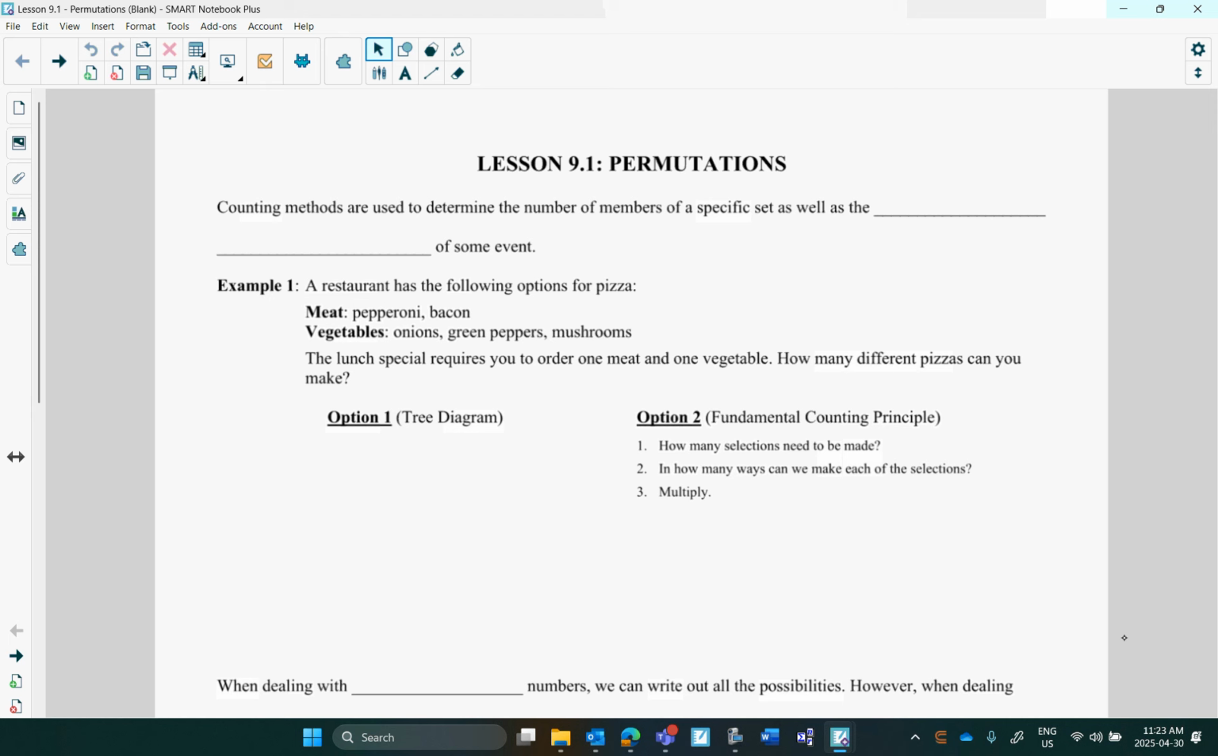Okay. Those are just a couple of counting examples. We're going to do a little algebra towards the end of the unit where we can use counting to help us do some algebra. But in the meantime, in the first 3 lessons, there's going to be a lot of word problems. So counting methods are used to determine the number of members in a specific set, as well as the number of outcomes of some events.